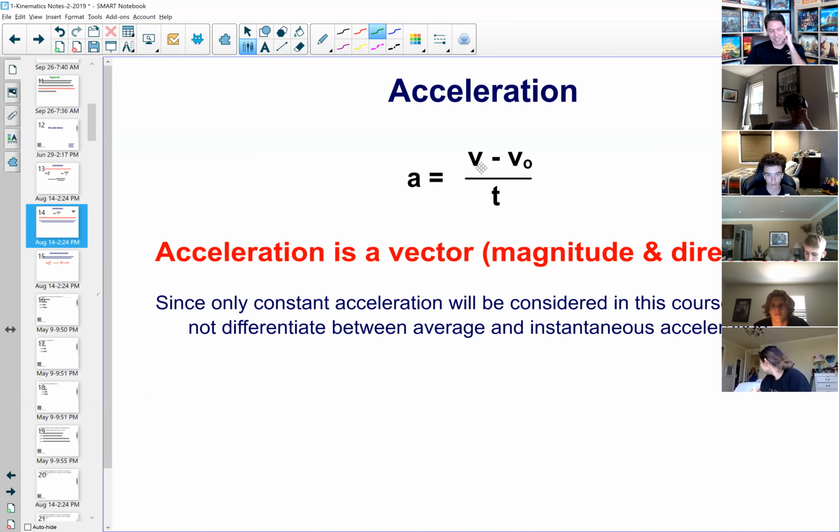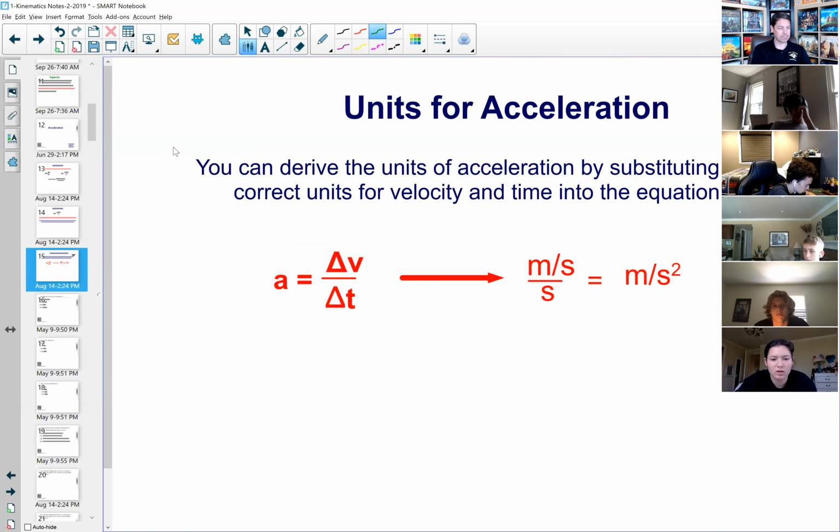Sometimes you'll see that they'll leave the f off of that final velocity and just call it v for velocity. So just want to highlight that, so that if you see a v minus vo, or if you just see an equation that has a v without an f on it, you don't get confused by that. So just a quick point to highlight.